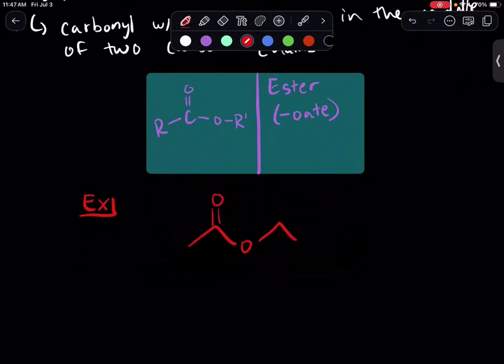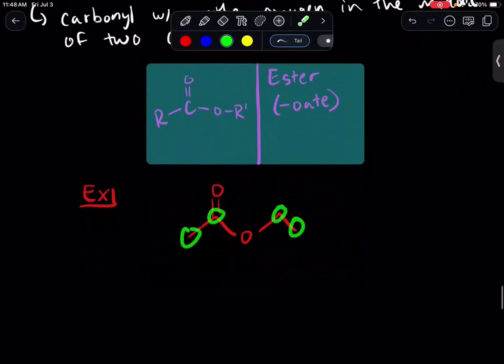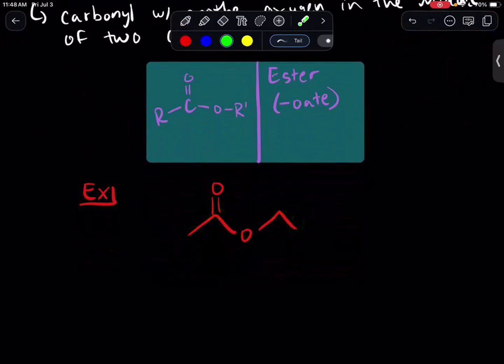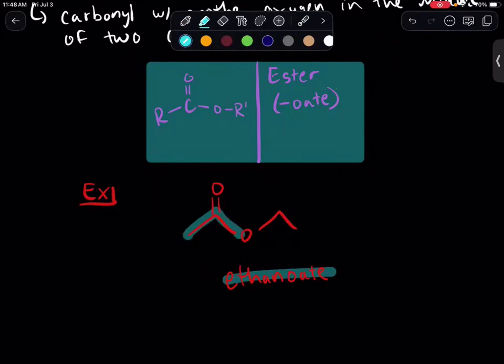So I'm using the skeletal formula. You'll notice we have 1, 2, 3, 4 carbons, but this isn't actually referred to as butane. We look at the chain with the carbonyl group, and this is 1, 2 carbons. So we're going to name that first. That's actually going to be ethanoate, using the -ate suffix. So ethanoate, and I'm going to go ahead and highlight that, and that refers to this with this functional group and that oxygen.